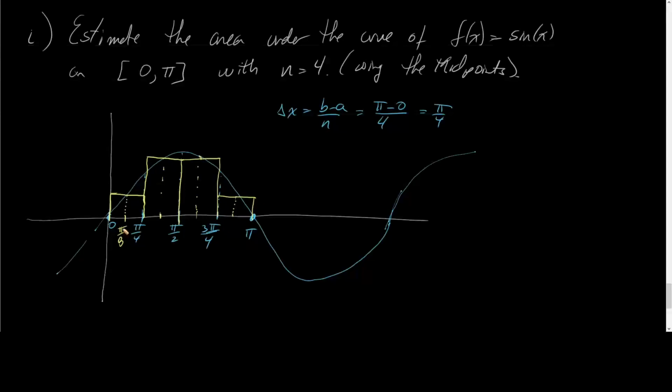But now where are they? So this is pi over 8. This one right here is 3 pi over 8. This one right here is 5 pi over 8. And this last one over here is 7 pi over 8. All right? Cool.